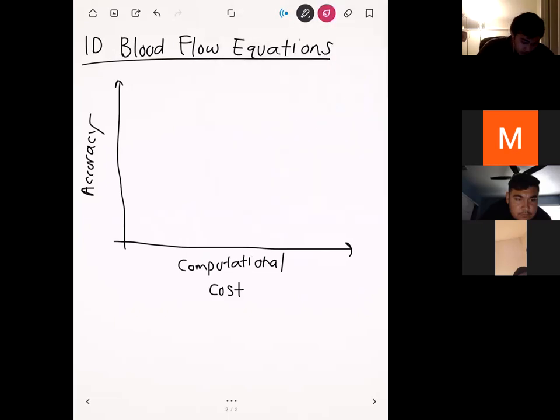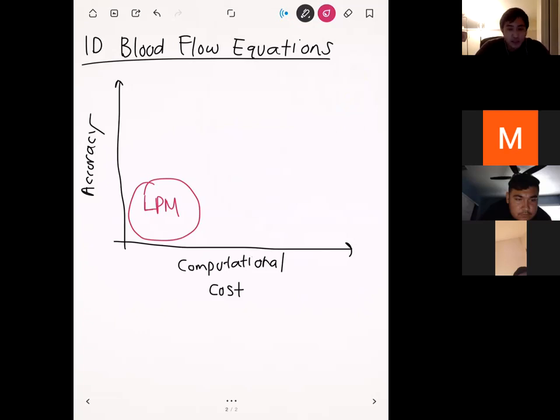If we define LPMs, they're down here in this region of the graph. In terms of computational cost, they're basically almost none. Remember, LPMs are governed by differential equations, and we can solve those in MATLAB like that, so they basically take no time to solve. But the drawback of using LPMs is that they're not as accurate.